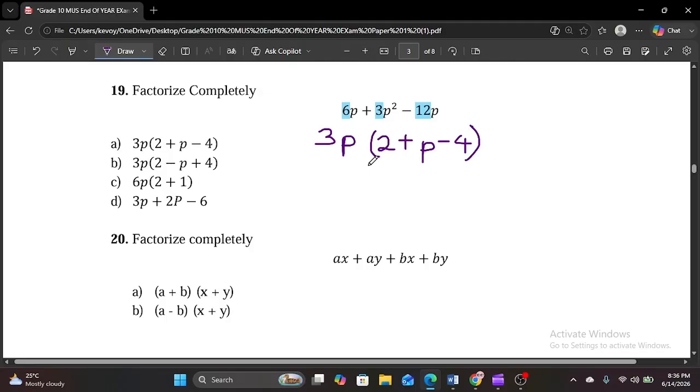Yeah, this could work. I see the answer right there. So the answer would be p times 2 times p minus 4. So the answer right here is going to be option A. All right, moving right along.